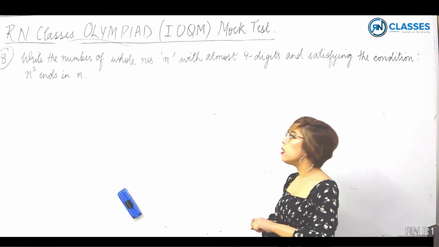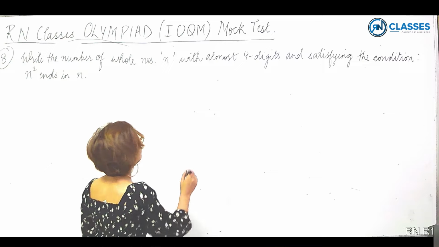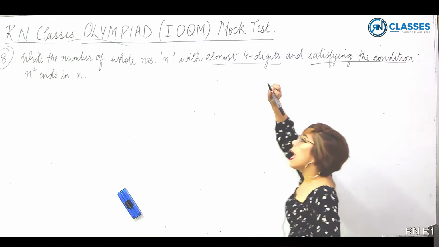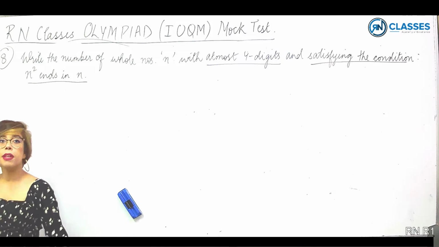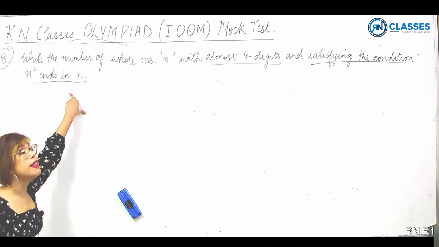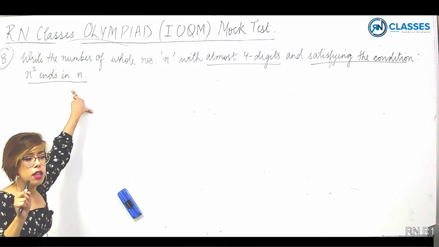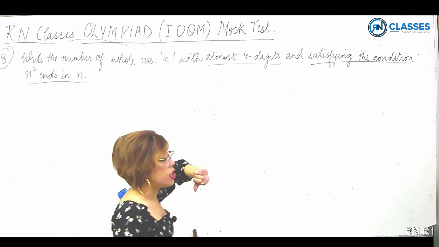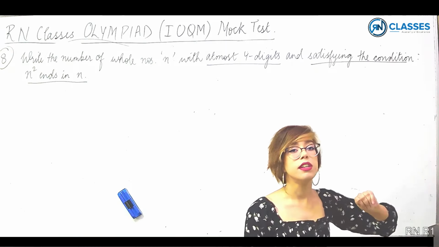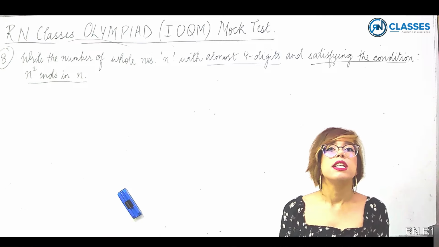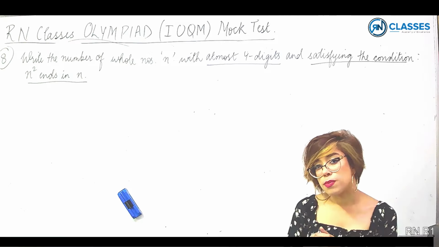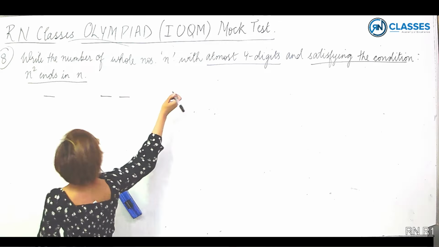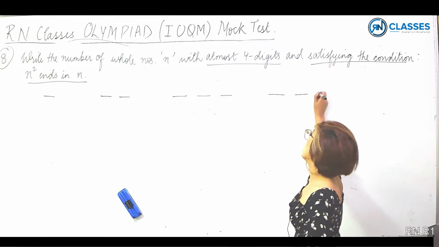Now he says write the number of whole numbers with at most 4 digits, and satisfying the condition n square ends in n. At most 4 digits. That means will I consider a number with 1 digit? Yes. Will I consider a number with 2 digits? Yes. 3? Yes. 4? Yeah, at most he says yes. Right? Will I consider a number with 5 digits? Absolutely not. Right? So either it is a single digit, or a double digit, or a 3-digit number, or a 4-digit number.